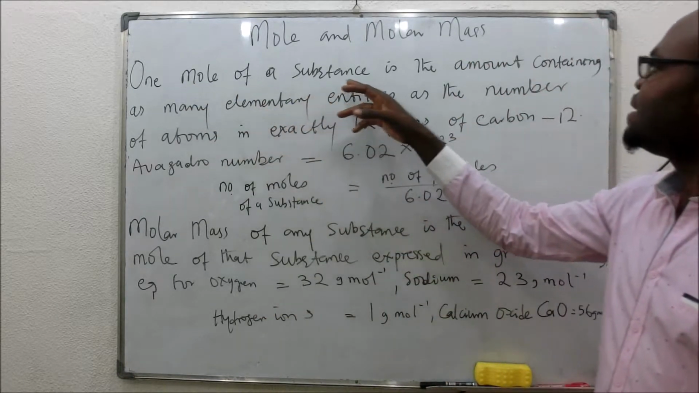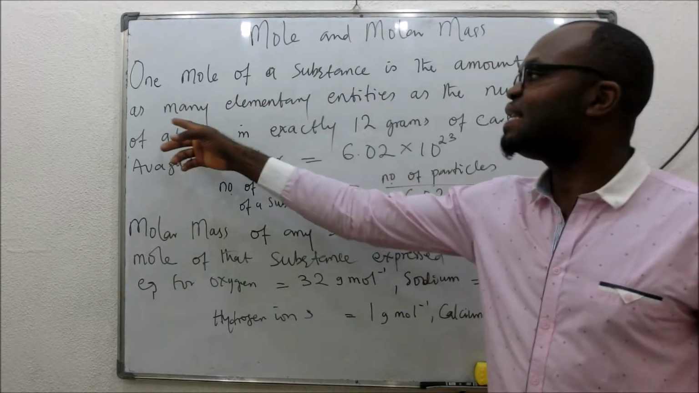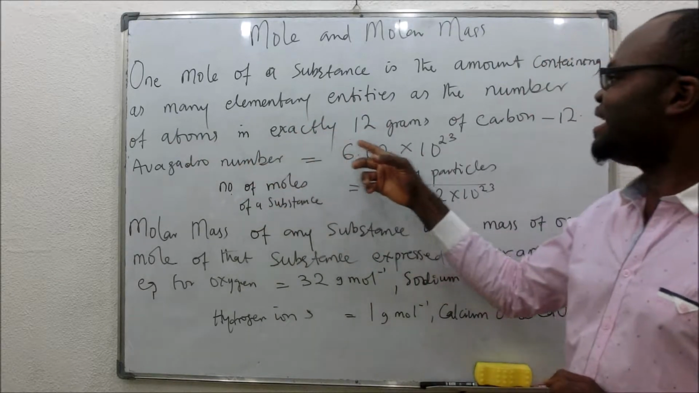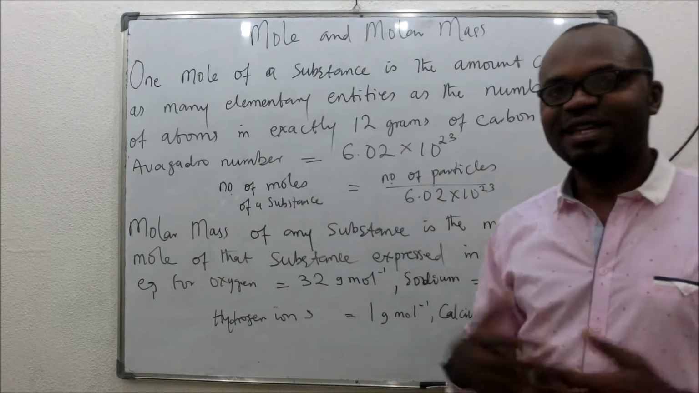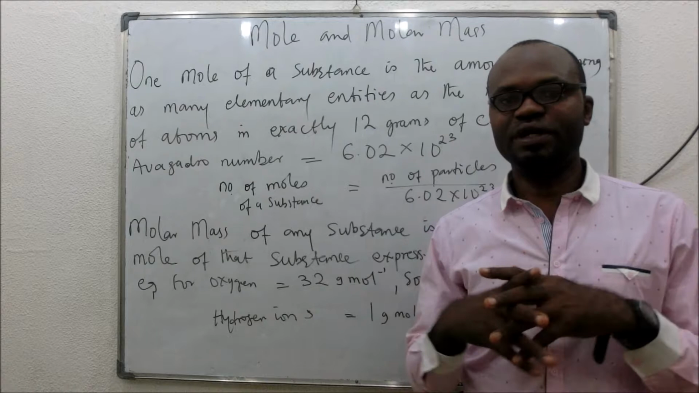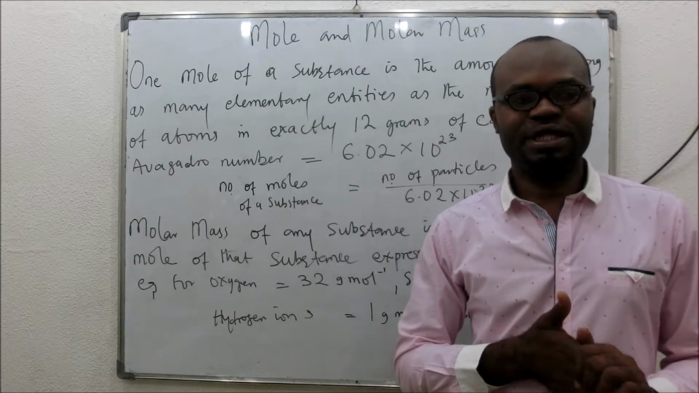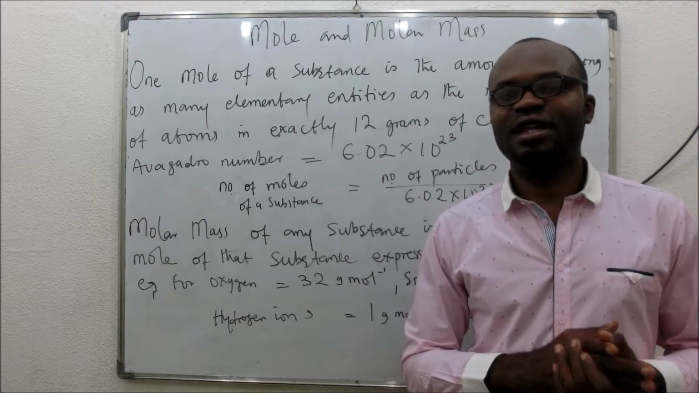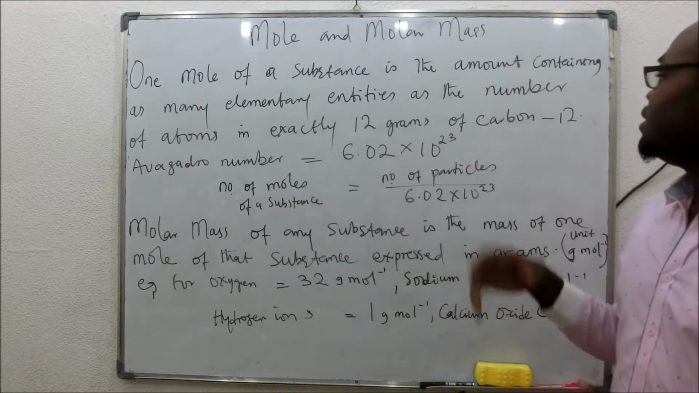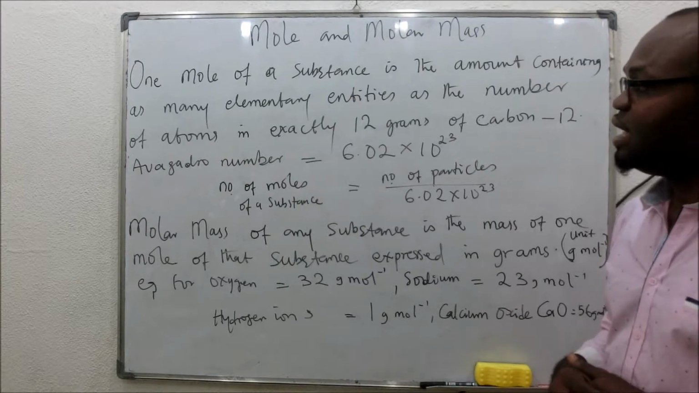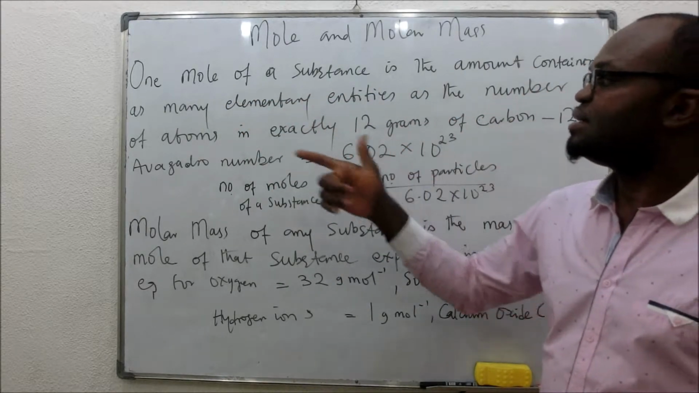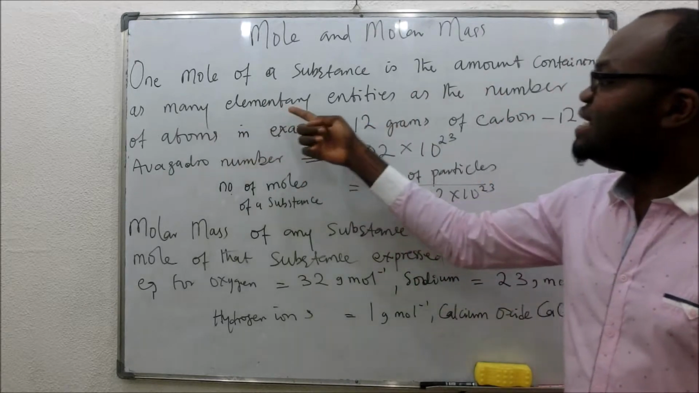1 mole of a substance is the amount containing as many elementary entities as the number of atoms in exactly 12 grams of carbon-12. In the previous classes, I told us that the reference point in using the mass spectrometer to measure the masses of elements and compounds is actually carbon-12, the carbon-12 isotope. Now, 1 mole of a substance is simply the amount of that very substance containing as many elementary entities.